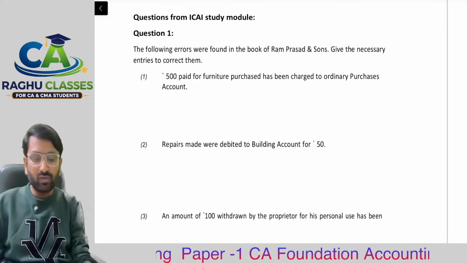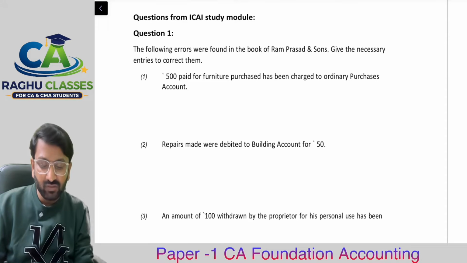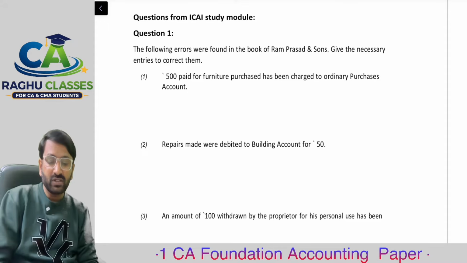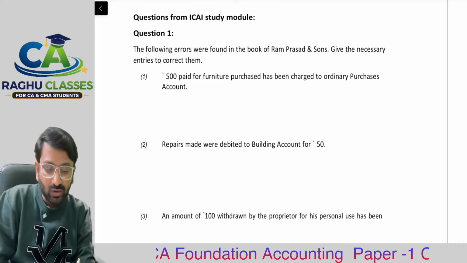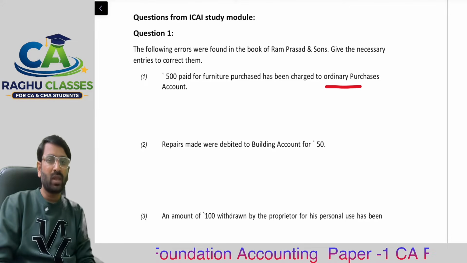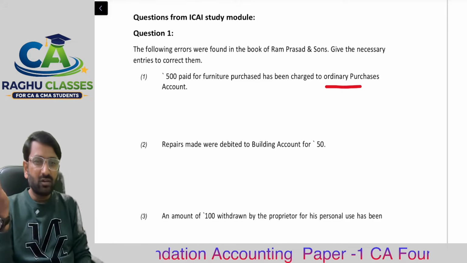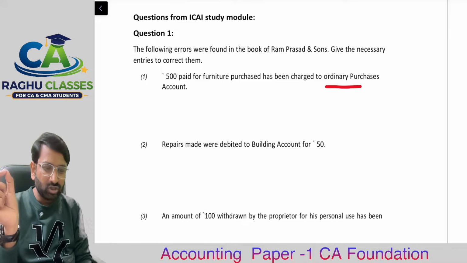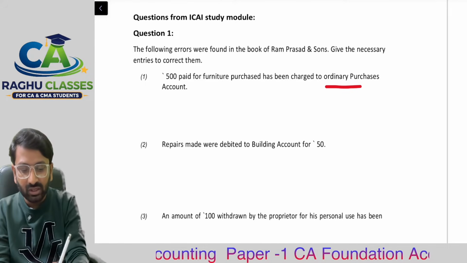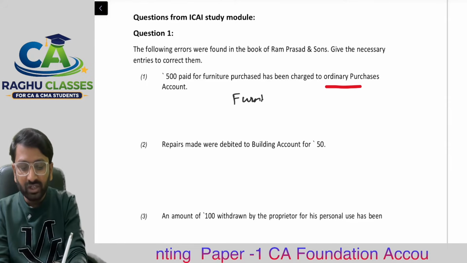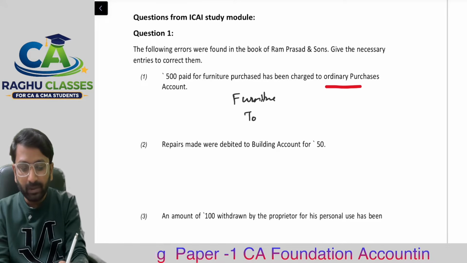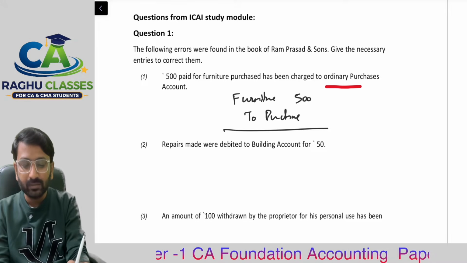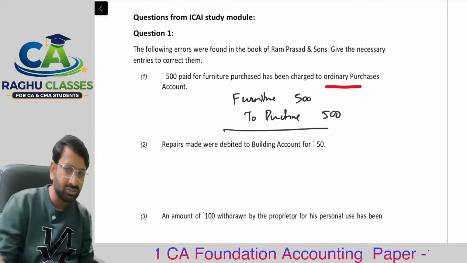The following entries were found in the books of Ram Prasad and Sons. Give the necessary entries to rectify them. 500 rupees paid for purchase of furniture has been charged to ordinary purchase account. So can we say the correct entry should have been furniture to cash. It is recorded as purchases account debit to cash. So the rectification entry will be furniture account debit to purchase account, as it has to be cancelled, 500 rupees. This will be the rectification entry.